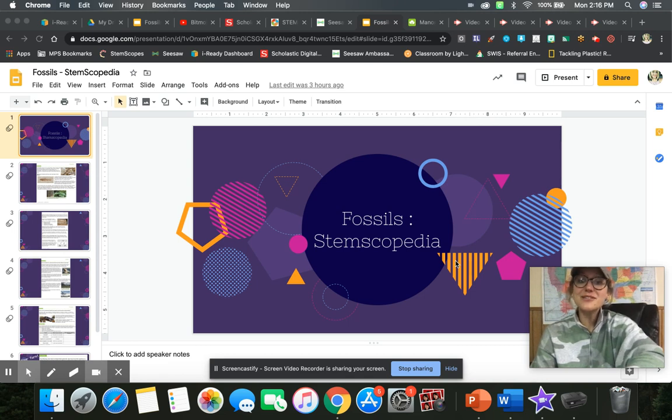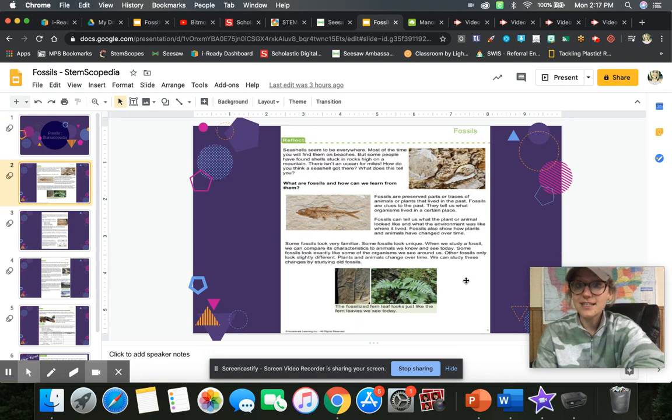Hey, boys and girls. So today we are going to continue learning more about fossils. I am going to read you the Stemscopedia today. So if you would like to take your science notebook out and jot some notes down, that would be awesome. I am going to still put the Stemscopedia in the template for you to finish today so you can go back and reread and search for that information when you're completing your work for the day. All right, so let's begin.